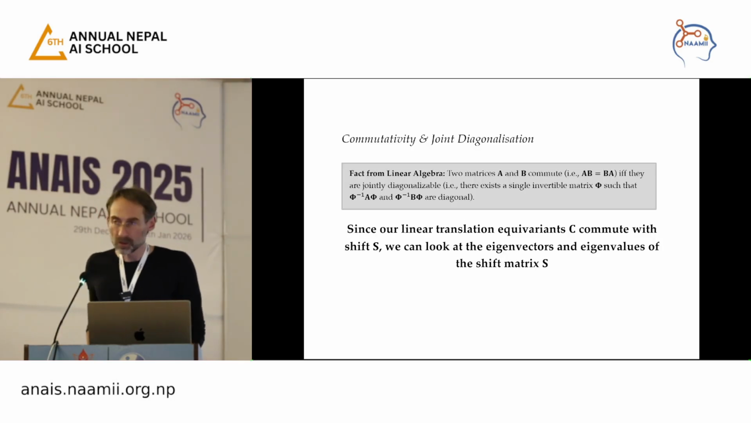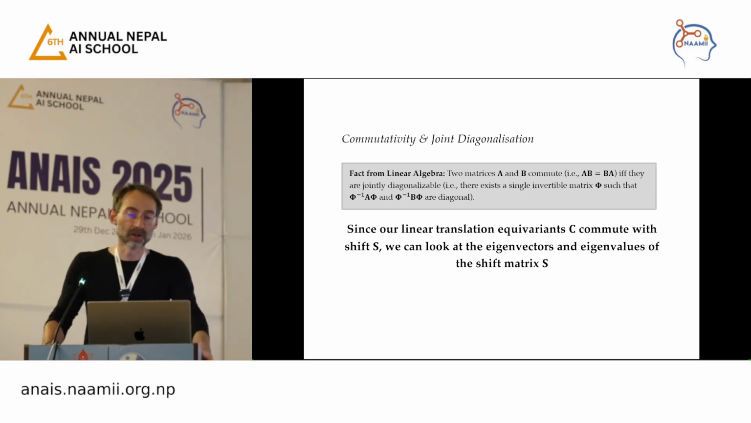Okay, so first a reminder from linear algebra: when two matrices commute, in other words AB equals BA, this happens if and only if they are jointly diagonalizable. So a reminder: usually this is not the case. Typically matrix multiplication is not commutative, in other words AB is not equal to BA. But if they commute, this happens if and only if the matrices are jointly diagonalizable.